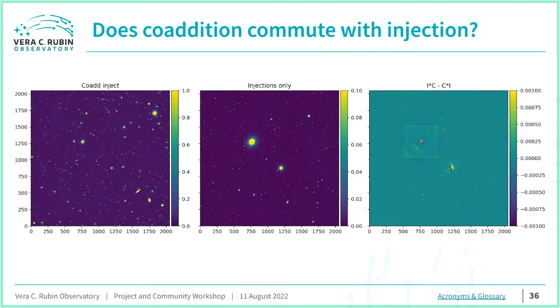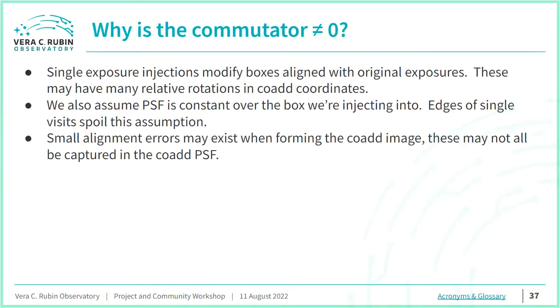Yeah. And following up on that, the edge-free cells will also make a much simpler coadd PSF, so it should be not just valid, but simpler and constant. Yeah. Okay. Right. So yeah, I think we've talked about these. Why is the commutator not 0? We inject into square boxes that are rotated some of the time. There are edges.